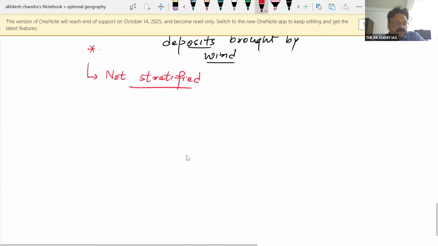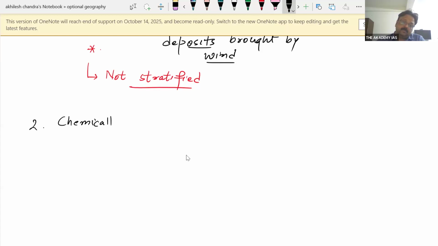And then we have chemically formed sedimentary rock. Second group is chemically formed sedimentary rock.